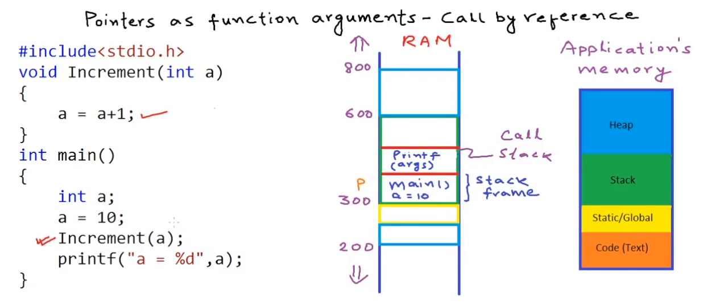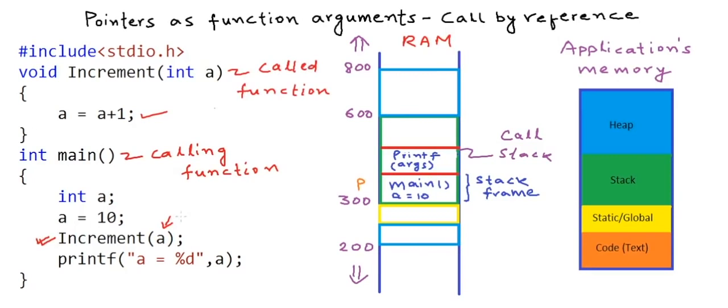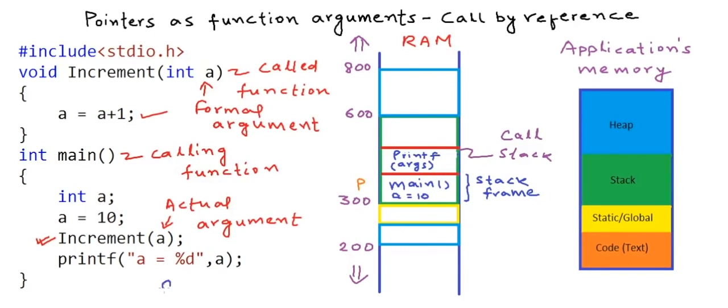So now you must be getting a picture of what happens when one function calls another function. This a is in the stack frame of the main method. Main is our calling function and increment is our called function. In the calling function, the argument is also known as the actual argument, and in the called function, the argument is known as the formal argument. All that happens is the actual argument is mapped to a formal argument. So when this function call happens, a is mapped to another a, which is a formal argument.